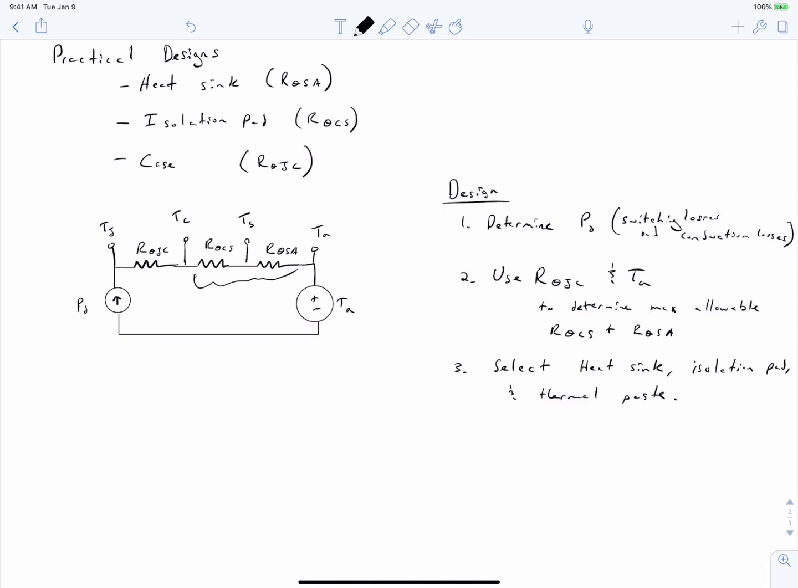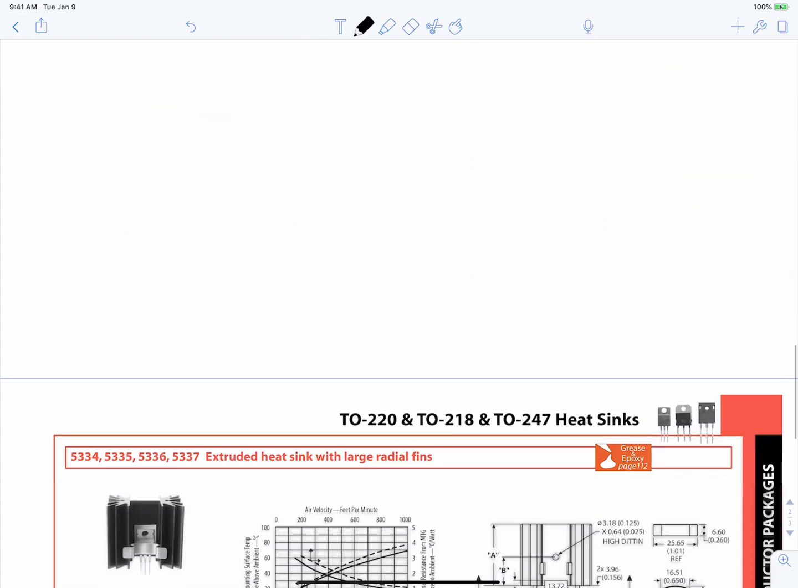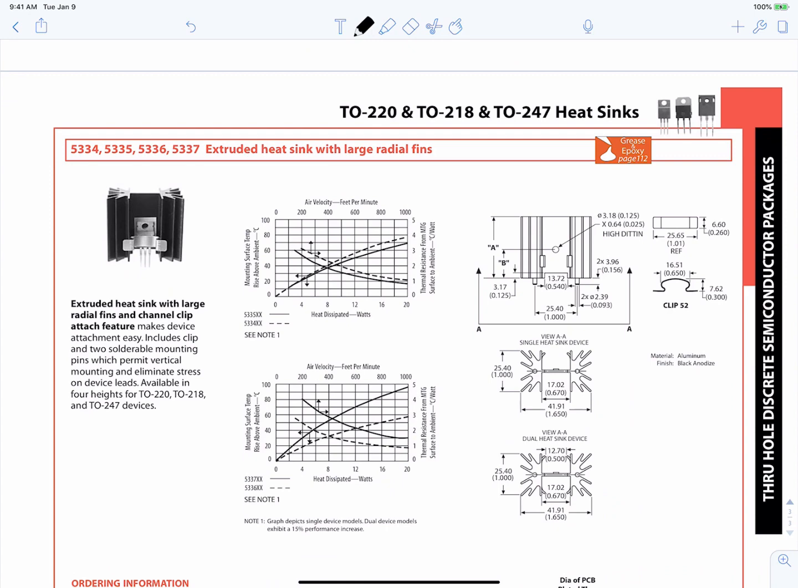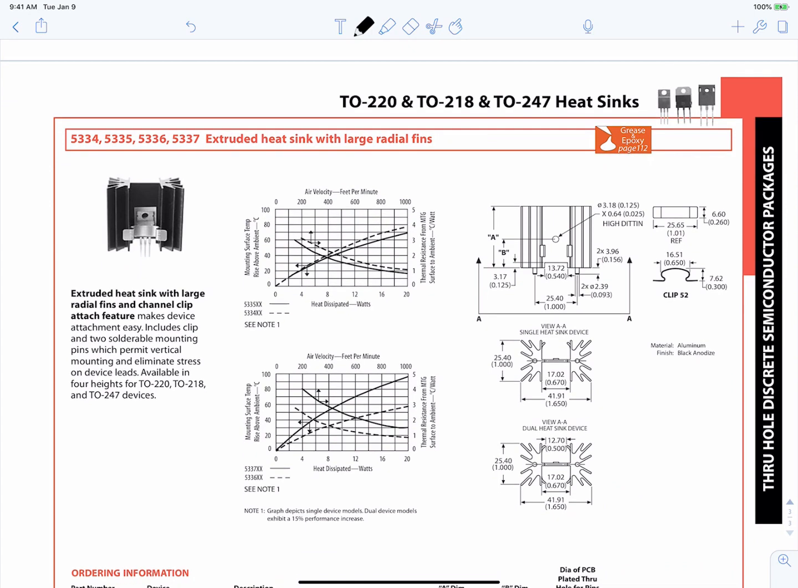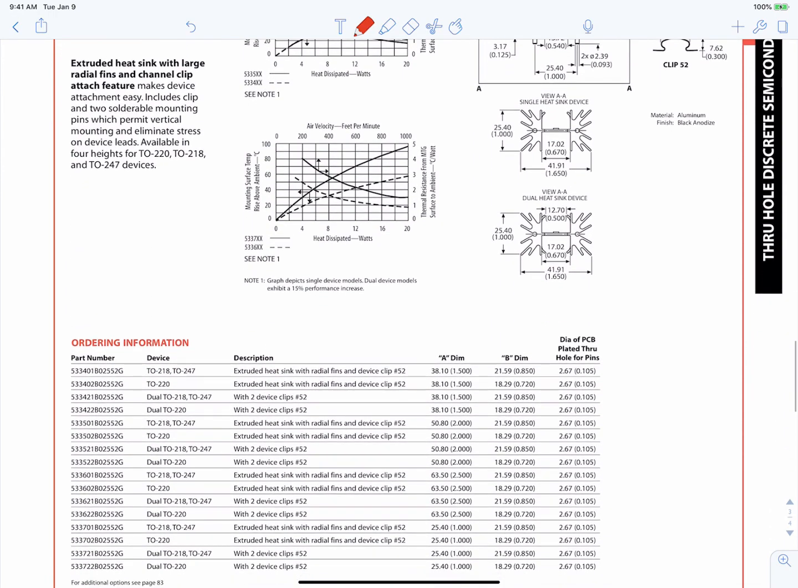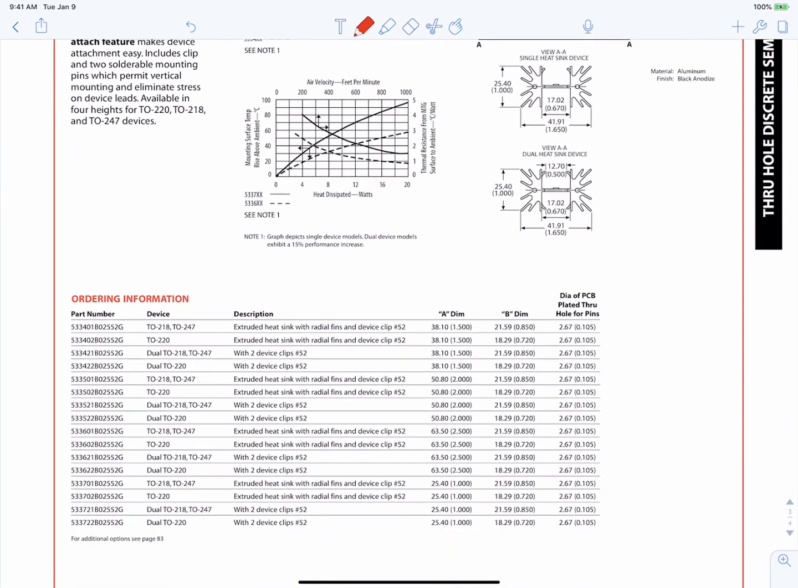Finally, we're going to take a quick look at a datasheet for an actual heatsink. This is a datasheet that I'm going to post up on the Canvas website. And you can see here that we have a heatsink that is able to work on a TO220 package, as well as a TO218 and a TO247. There's different variants down when you look lower on the datasheet. You can see there's a collection of part numbers, and for each part number is indicated which package or device it can work on.